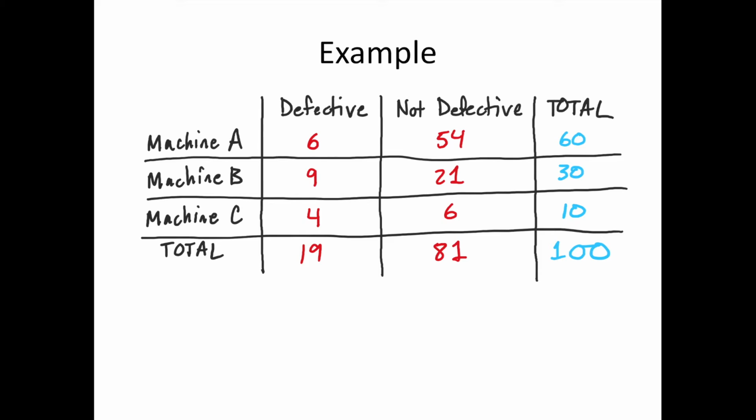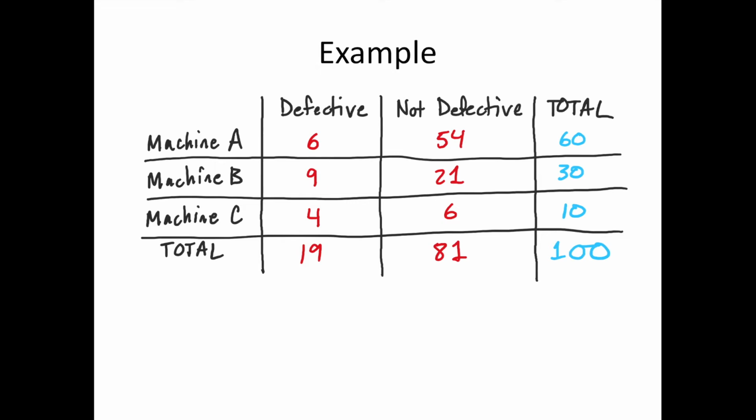Now, to determine how many of the parts each machine produces that are defective versus non-defective, I use that historical data. We're told that machine A produces 10% of its parts to be defective. So out of the 60 total, 6 would be defective, leaving 54 to be not defective. Likewise, machine B produces 30% of its parts to be defective. So that's 9 defective, 21 not defective. And machine C has the highest proportion of defective parts at 40%. So of the 10 it's produced, 4 of them would be defective.